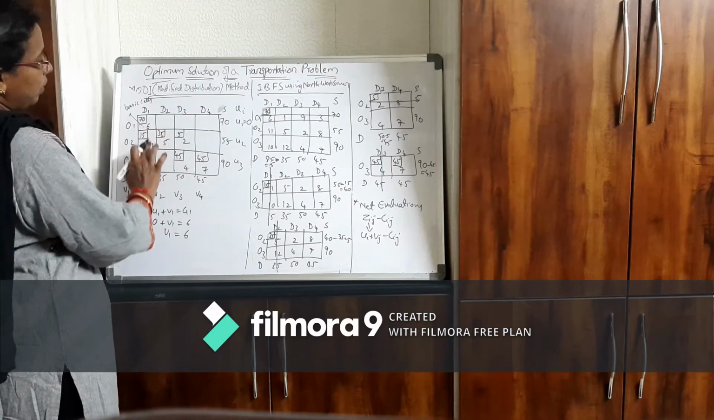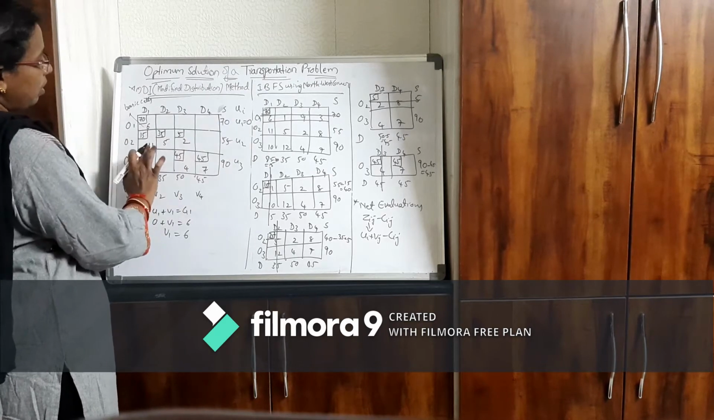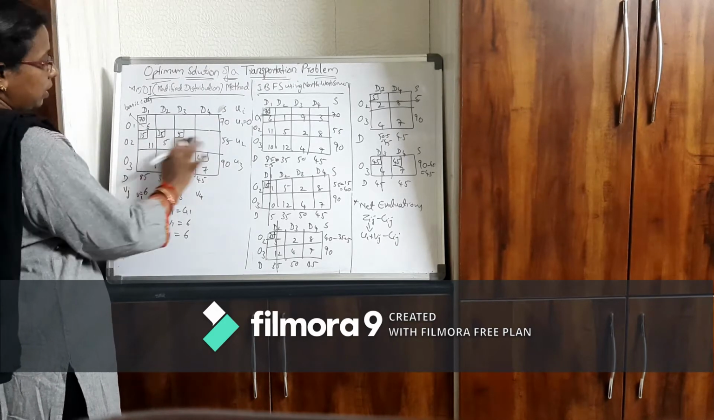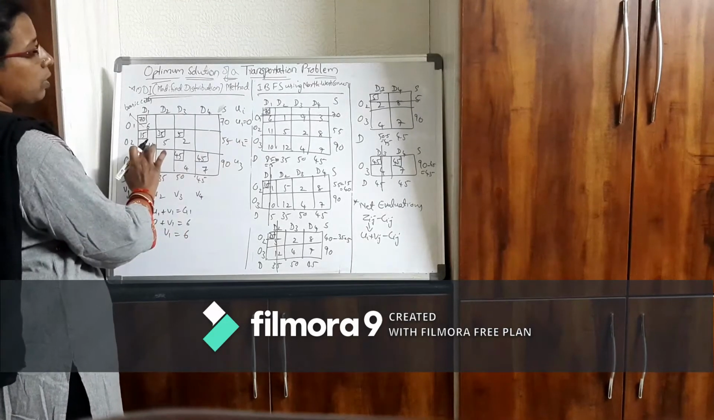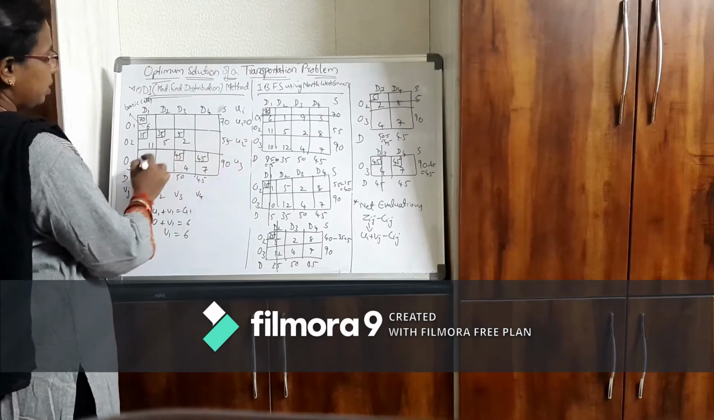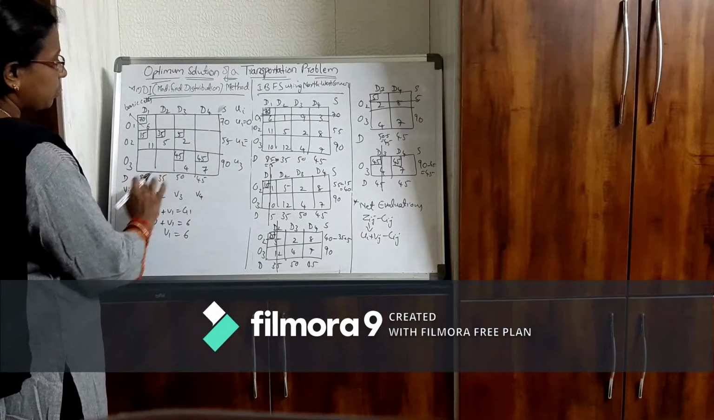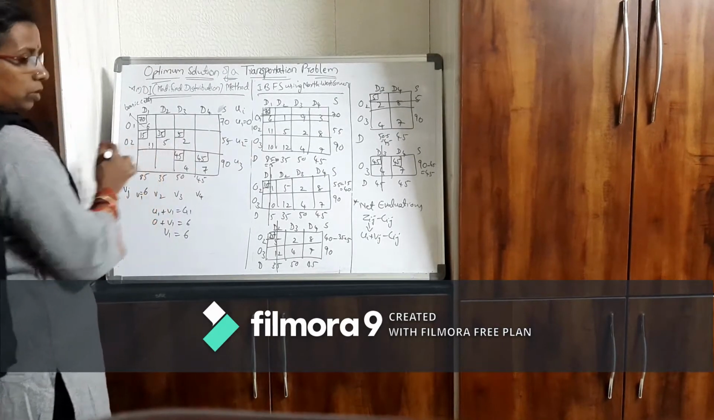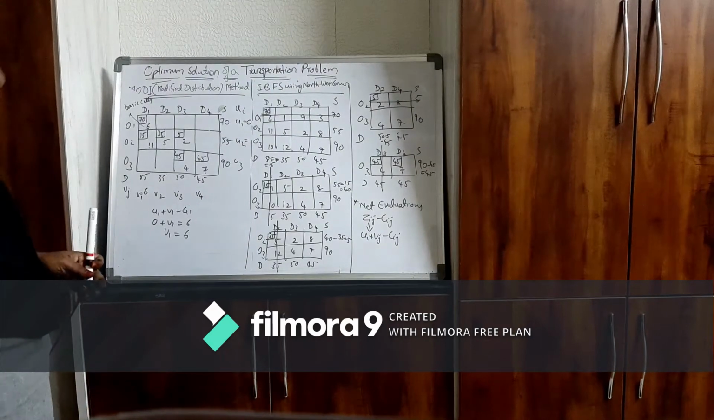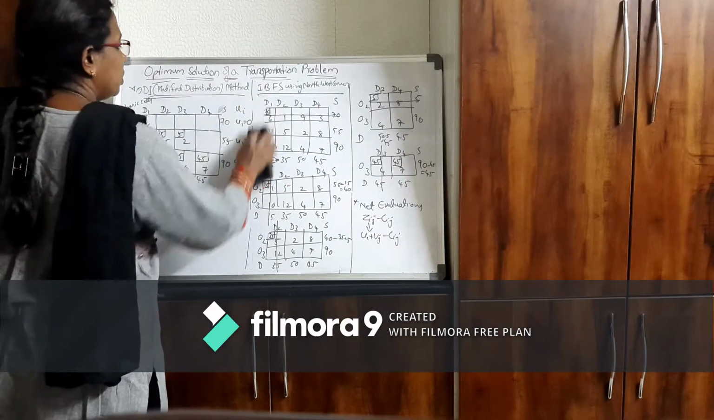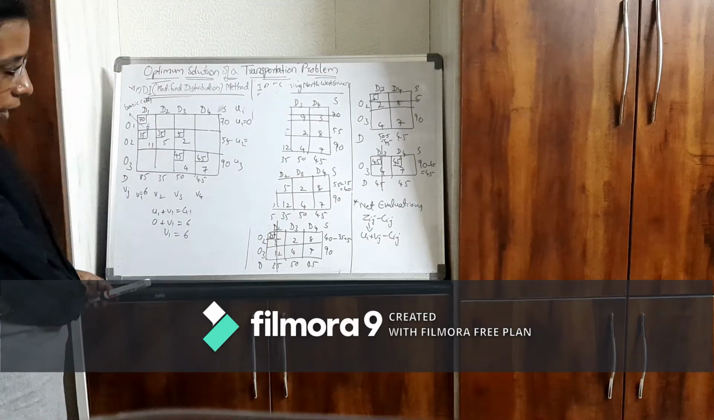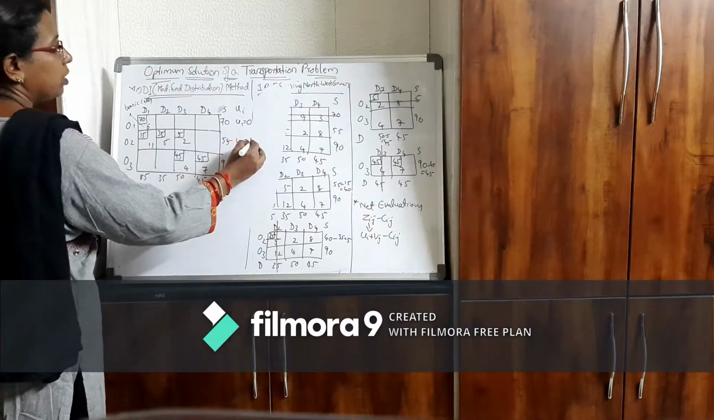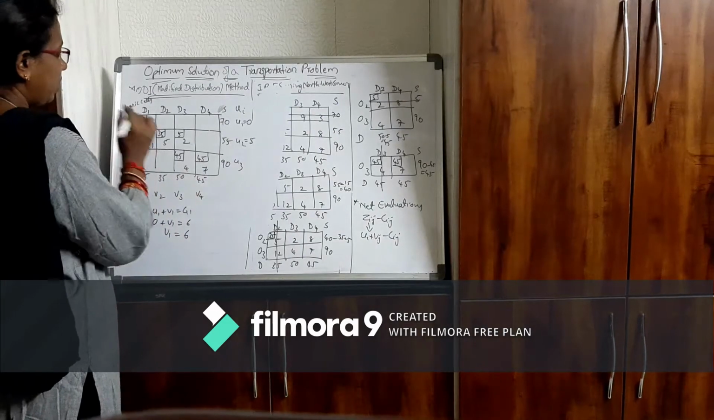I have two allocations. For 6 I already got the value, and I have 11 here. So U2 should be how much? 6 plus something should be equal to 11. What should be added to 6 to get 11? I should add 5. So 5 plus 6 will be 11.